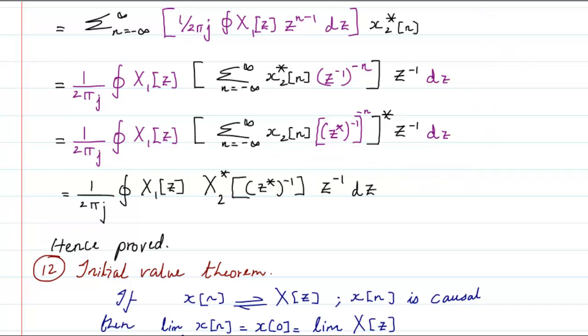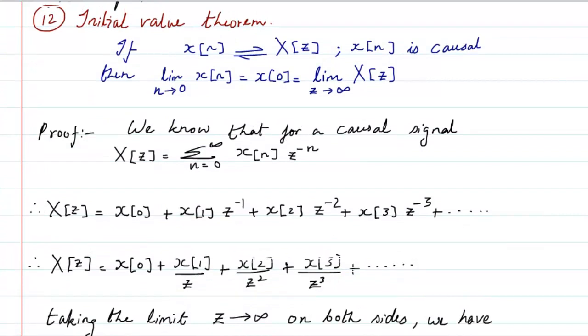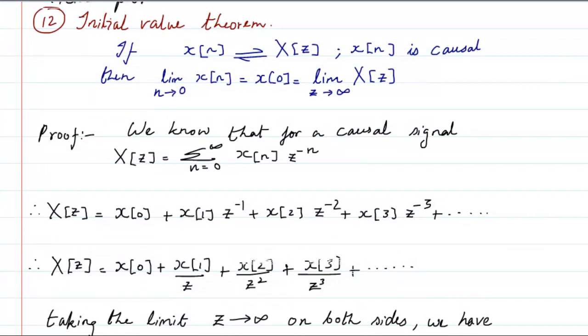Next is the initial value theorem and the final value theorem, starting first with the initial value theorem. See, if there is a function x of n whose z transform we already know is x of z, with the condition that x of n is causal, meaning that x of n is only existing for positive values. That means for positive values only x of n is existing. There only we can do this initial value theorem.